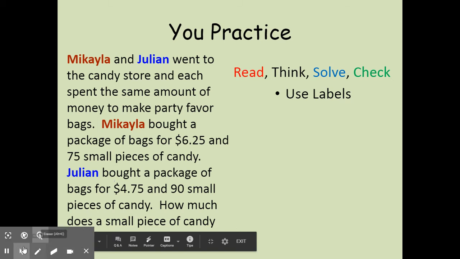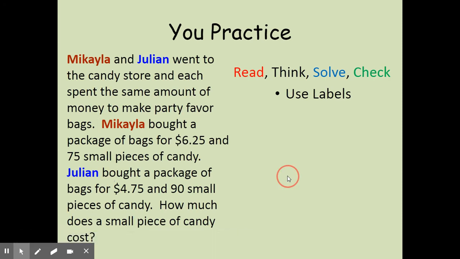So that tells me I'm going to place my variable with that. The one that talks about candies is going to have my variable. Okay, so next step, identify Michaela's information and identify Julian's information. So she bought a package of bags for $6.25. So we have Michaela, Julian. We want to know the same, so I'm going to use my equal sign. She bought bags for $6.25 and 75 small pieces of candy.